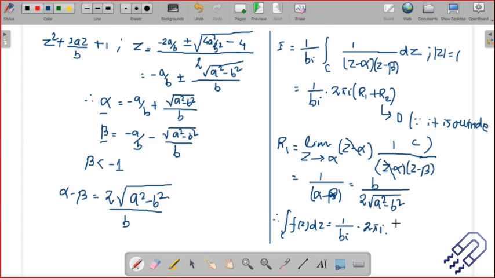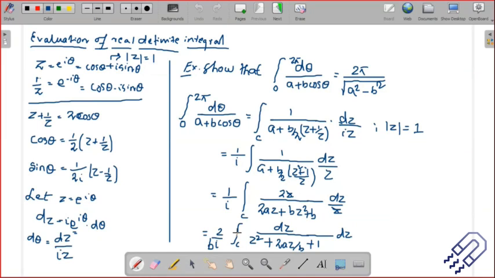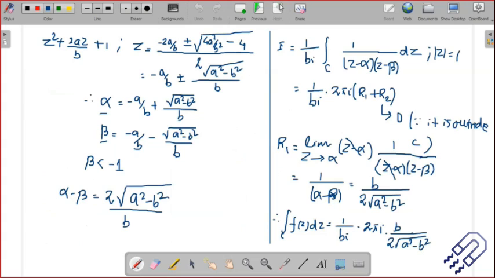And the residue is b divided by 2 times root over a square minus b square. Something I missed, it seems. Just wait. Oh, sorry, there was a 2 here, right? There was a 2 here. Yeah, this 2 was there. Sorry. So there is a 2 here.